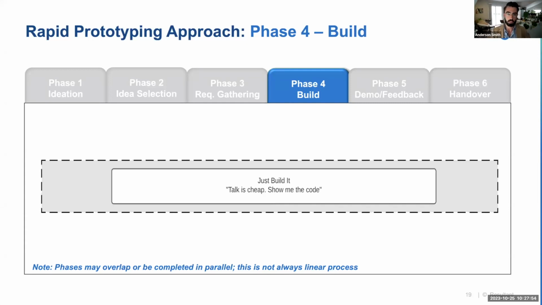bulk of a project. If we say we do a project that's 6 weeks long, we may spend week 1 on those first 3 phases, and then the next 4 weeks will be on phase 4 and phase 5, the actual build, demo feedback, and just iterating through some different prototypes there. And then, of course, the last week will be the handover.